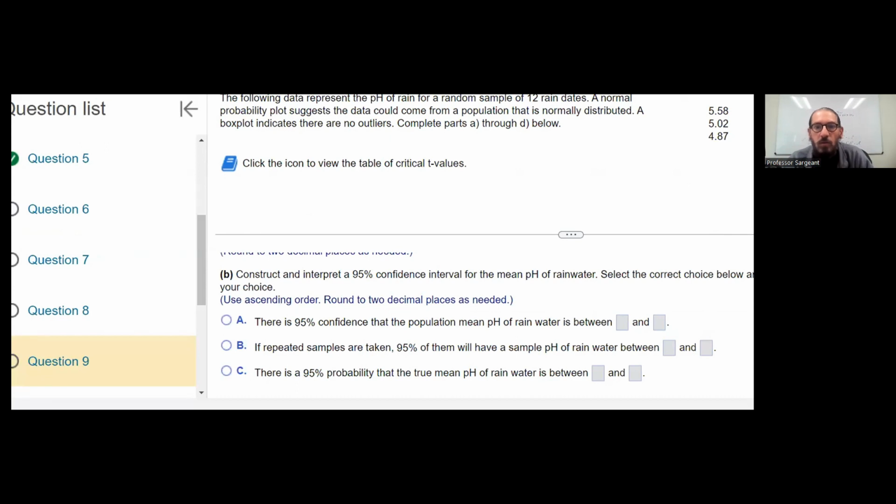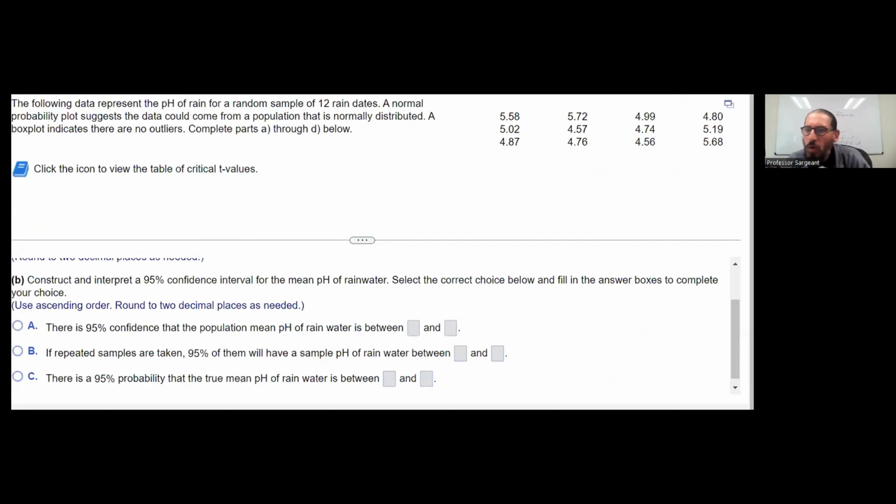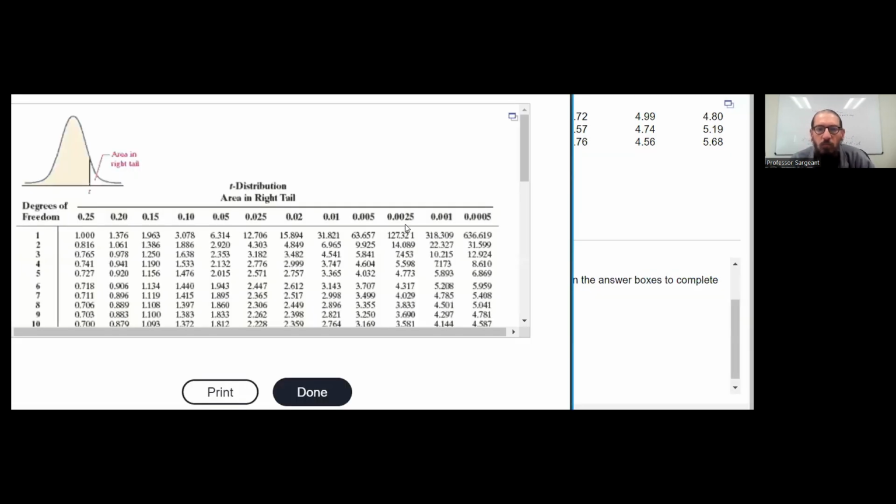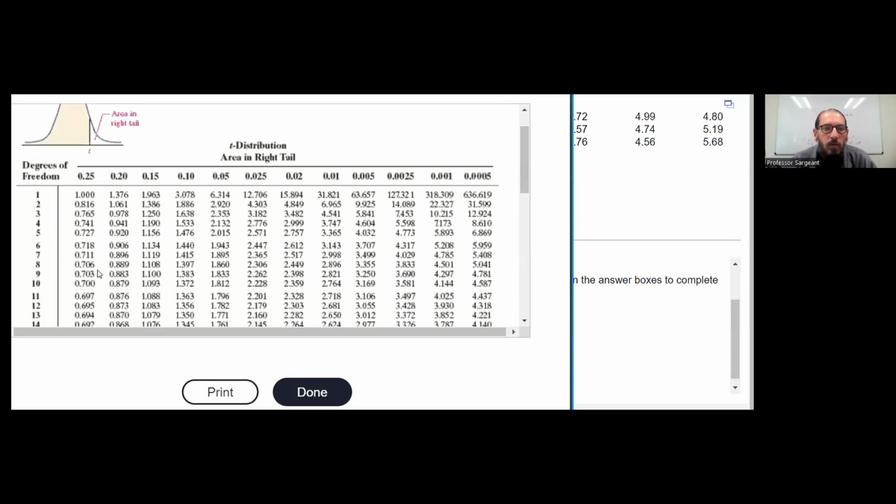The other thing that we need when looking at the table is that the sample size was 12. So we have 11 degrees of freedom, and we're looking at the 0.025 column. T sub alpha over 2, or T sub 0.025, is going to be 2.201 right here.